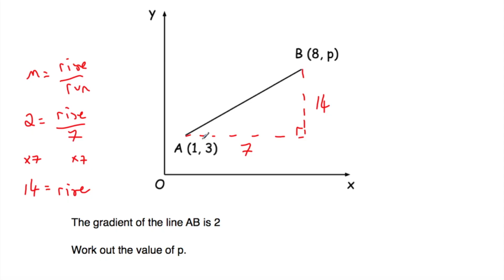Now the height of A was 3, and then we're going up another 14. So that means if we do 3 plus 14, 3 plus 14 is equal to 17. So that means the P will be 17. So that means the coordinates of the point B are 8, 17. But we were just asked to work out the value of P, so the value of P will be 17. And that's it. So let's write that down, 17.